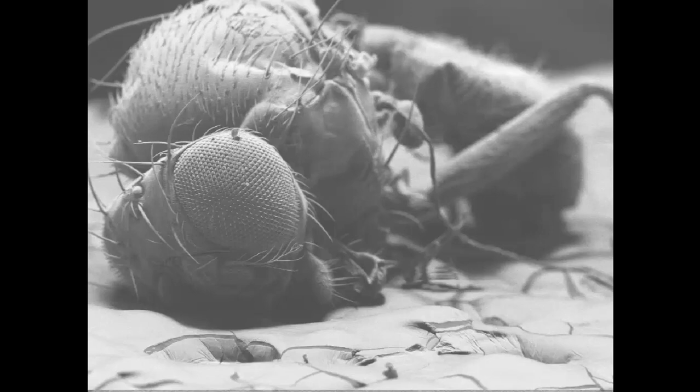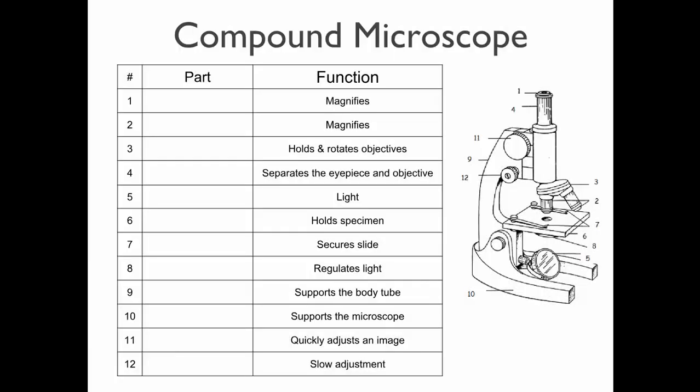Yeah, they artificially color them to make different parts stand out. All right, so let's talk about the parts of a microscope. You'll be having a quiz next week in which you're going to have to know these parts, identify them, and tell what they do.